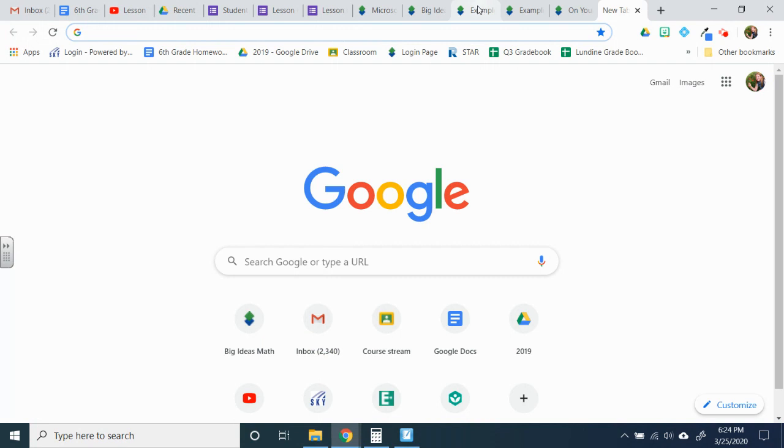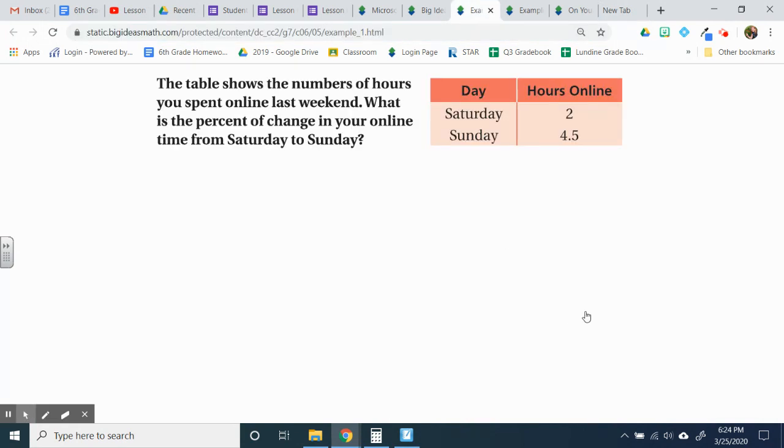So the first example that we're going to do here relates to this table, which is the amount of time you spend online. I bet some of you have probably been online a little bit more than this, but we're going to use this data. It says the table shows the numbers of hours you spent online last weekend. What is the percent of change in your online time between Saturday and Sunday?